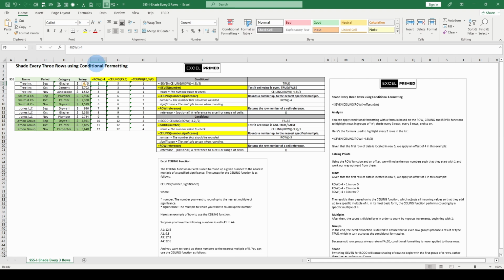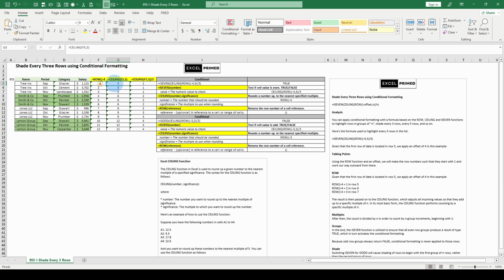If we were to try to do this, starting up here, this is how we get row 1. And then we're just going to copy that down. The result is then passed on to the CEILING function, which adjusts all incoming values so that they round up to a specified multiple of n. What am I talking about? F5. F5 is 1. Remember, CEILING takes a number and the significance.